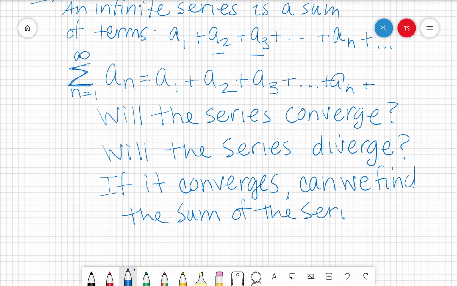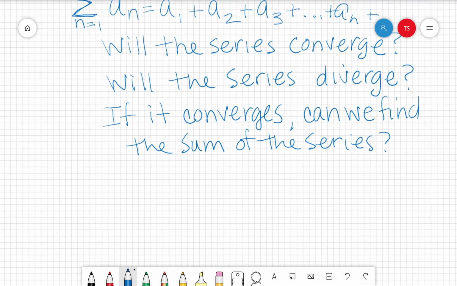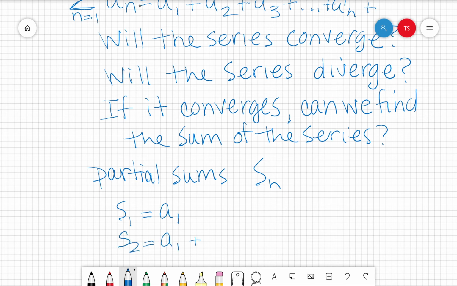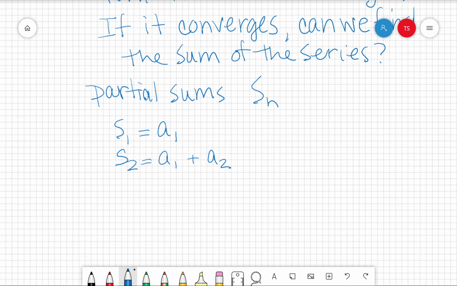And you might ask, well, how do you find the sum of an infinite number of terms? And what we do is we look at the partial sums. So the partial sums, which we denote S sub n, would be, let me just write it like this. So S sub 1 would be A sub 1. And then S sub 2 would be A sub 1 plus A sub 2. And then S sub 3 is going to be A sub 1 plus A sub 2 plus A sub 3. So these are called the partial sums.